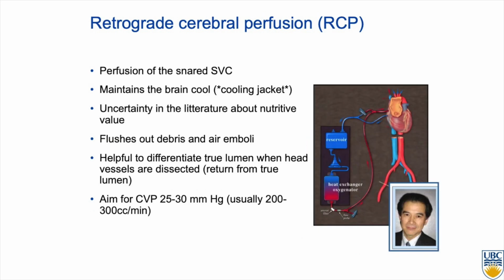Another approach to cerebral perfusion is retrograde cerebral perfusion. This is accomplished using a perfusion cannula to a snared SVC. This approach maintains the brain cool, potentially acts as a cooling jacket. There is uncertainty in the literature about the nutritive value of this approach. It does, however, flush out the debris and air emboli, and can also be helpful to differentiate the true lumen and false lumen, especially when head vessels are dissected. When using this approach, one should aim for a CVP of around 25 millimeters of mercury, which is usually obtained at around 200 to 300 cc's per minute, but this can be increased up to 500 cc's per minute without worrying about complications of cerebral edema.